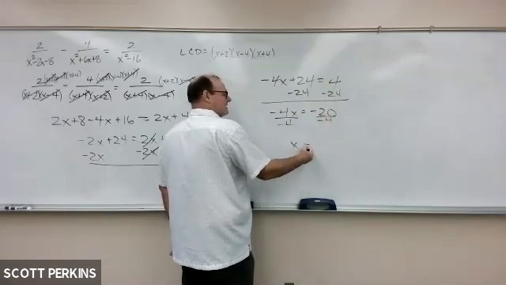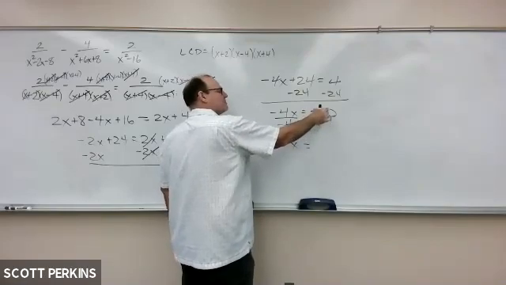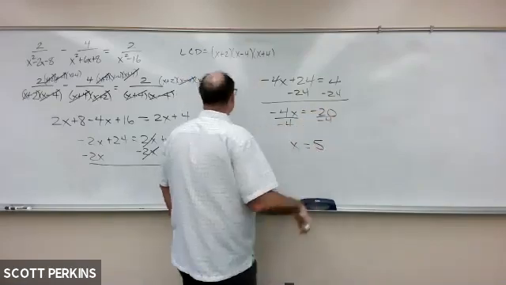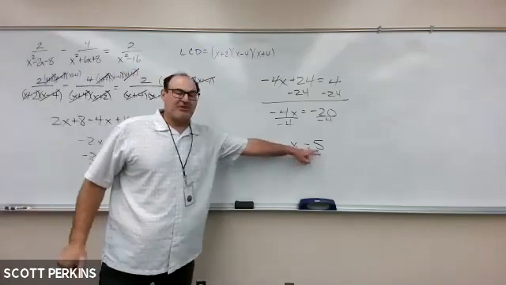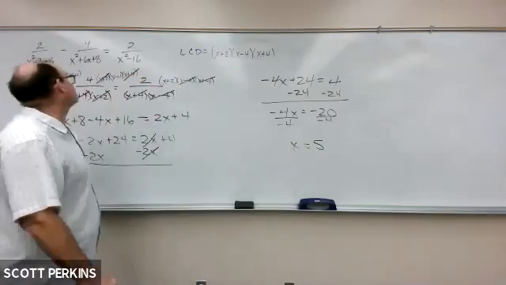And I end up with x is negative divided by negative. 20 divided by 4 is positive 5. I look back with that positive 5. Does positive 5 make anything at all 0?